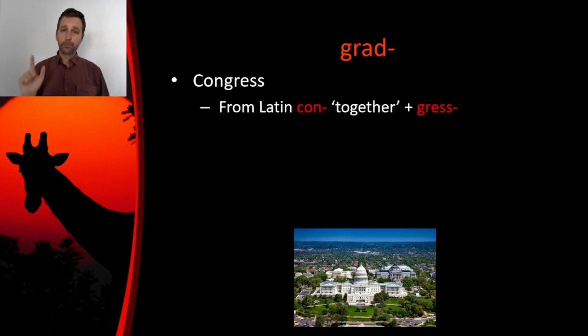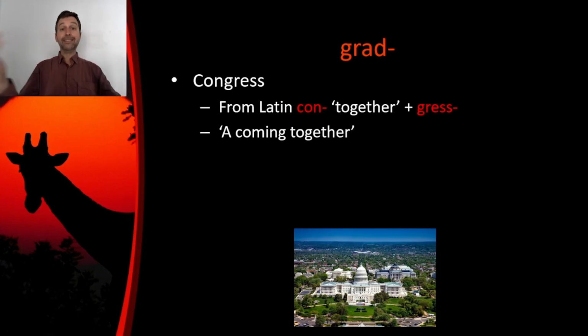Let's put a couple of other prefixes on this. Here's a famous one, certainly in a political context. That is congress. Congress comes from the Latin con, which means with or together, plus this gress. And so even though we use Congress in a very specific political sense, certainly in the United States today, the original meaning of Congress was very general, almost vague. It literally just means a coming together.